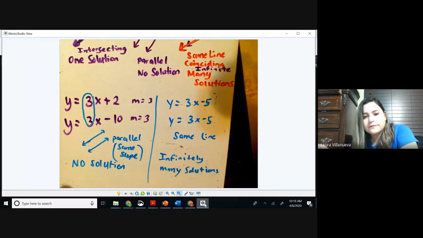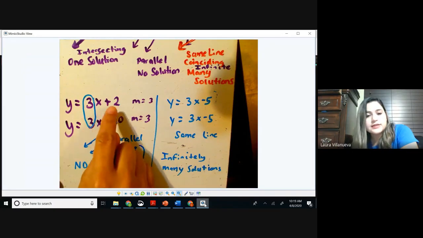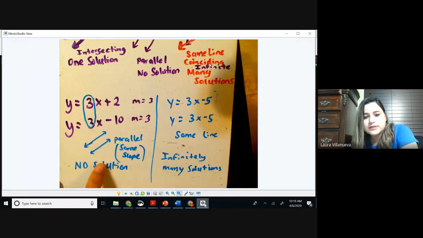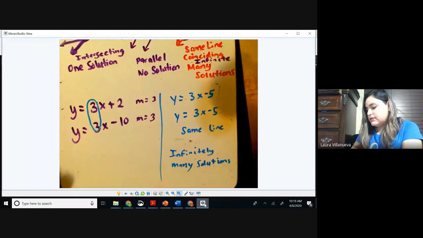Are you good so far? Yes. This one is the same slope. It's not the same line though because they have different b's. So they're parallel, so therefore it's no solution because the lines are never going to touch. Okay. And then the last one, I'm going to erase this, but I'm going to put this in the bottom.